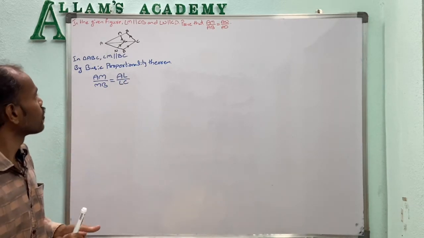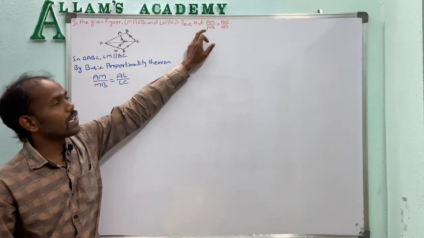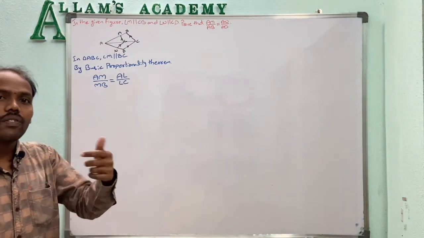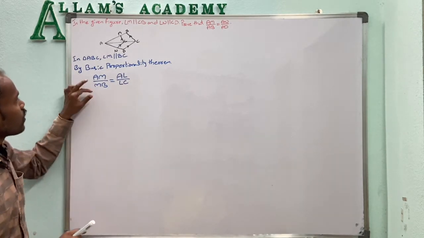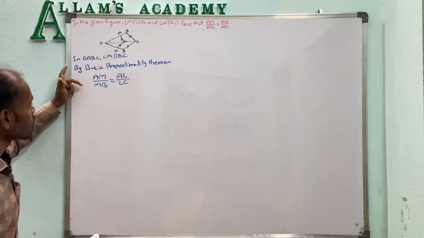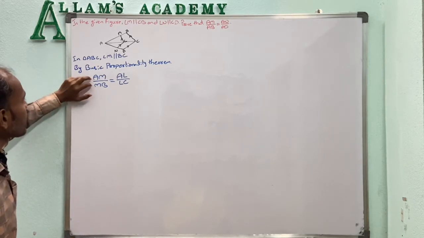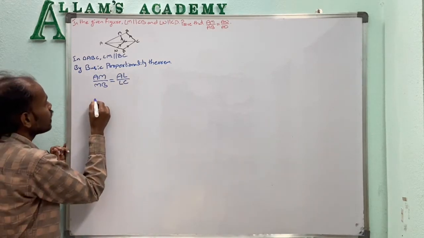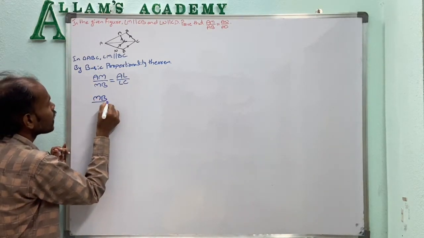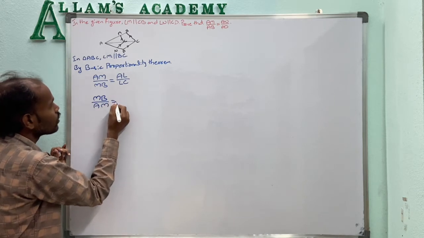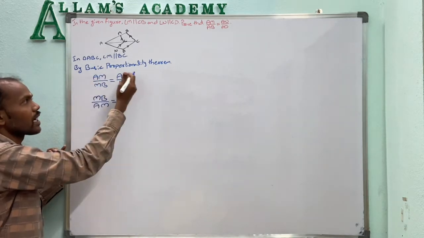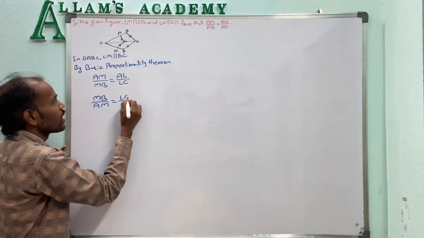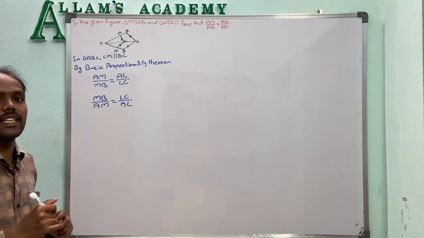But here we are given AM by AB, so that form is not appearing. For that purpose, we take the reciprocal of AM by MB. That means numerator becomes denominator and denominator becomes numerator. So MB by AM equals, since one side changes, the other side also has to change so the result is not changed, LC by AL.